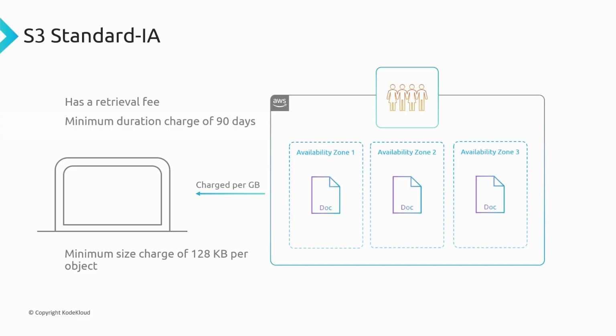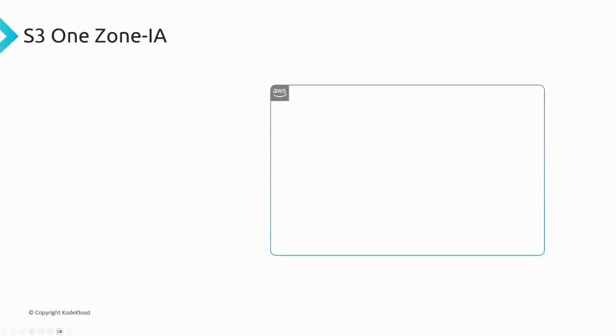So you definitely want to make sure that you don't have to access it too frequently, or make sure that the files aren't too small, because if they're too small, you're going to be charged for a larger price based off of that minimum size charge of 128 kilobytes per object. Or make sure you're not storing files for less than 90 days, because you're going to be charged for the full 90 days. The next storage class is S3 One Zone IA, or One Zone Infrequently Accessed.